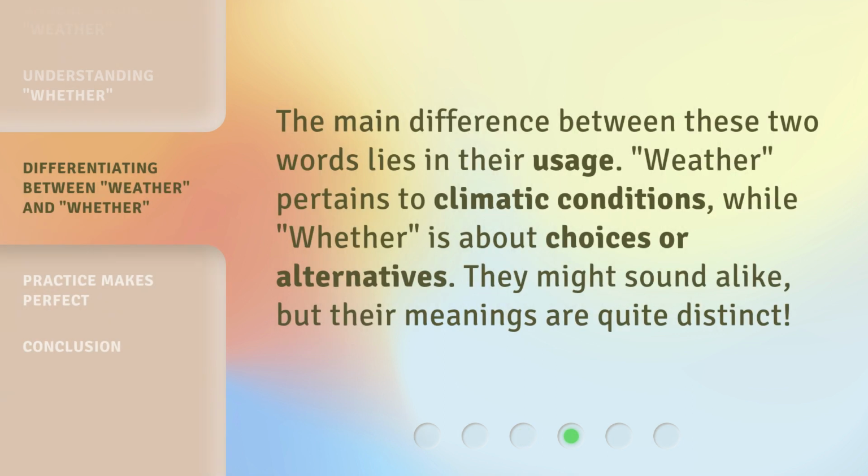The main difference between these two words lies in their usage. Weather pertains to climatic conditions, while whether is about choices or alternatives. They might sound alike, but their meanings are quite distinct.